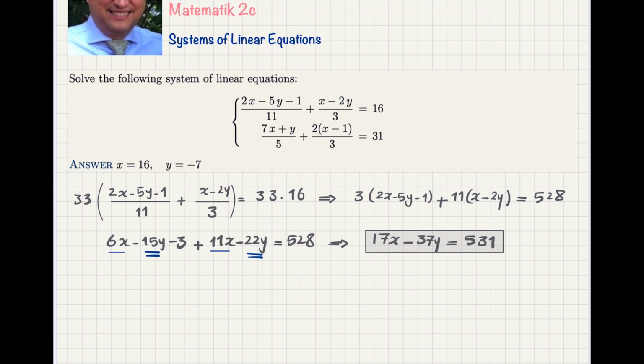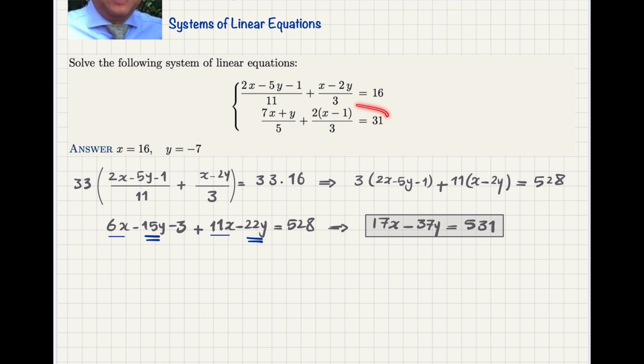Okay, now for the second equation, I want also to get rid of fractions. So you see that the best number to multiply is 15. So what I do, I will write it here. So I have 15, and then I have (7x plus y) over 5, and then I have plus (2x minus 1) all over 3, and on the right hand side, of course, I have to multiply 15 by 31.